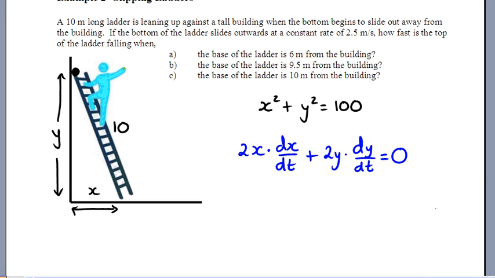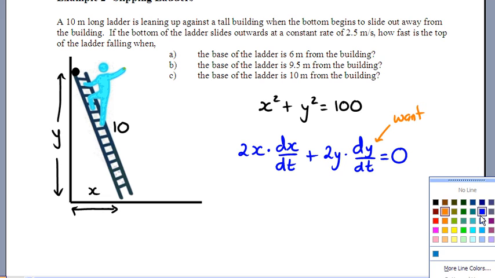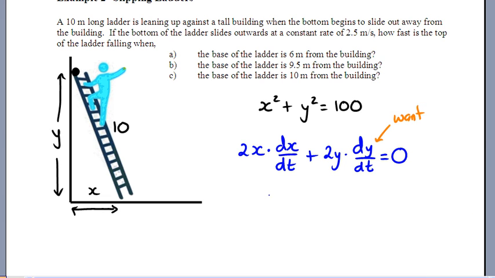And it looks like they want to know this velocity. How fast is the tip of the ladder falling down? So if you're up at the tip, how fast are you dropping as that ladder begins to slide away? Well, we can rearrange this a little bit. If we start solving for that, for starters, let's get rid of these 2's. We really don't need them, right? So they're gone. And then making this a little bit better, we could say y times dy/dt is equal to negative x times dx/dt.